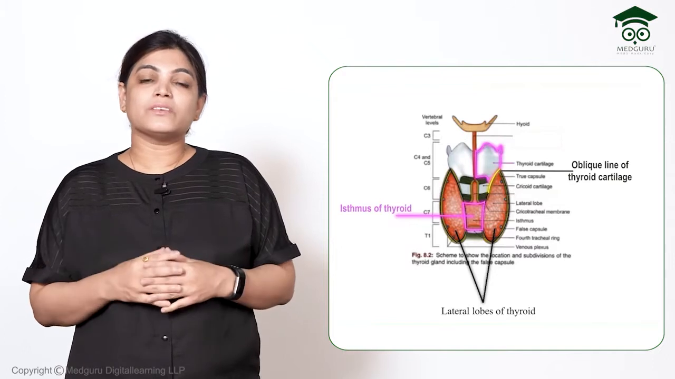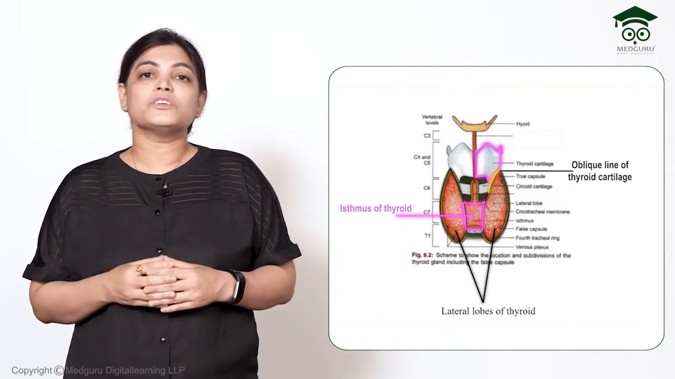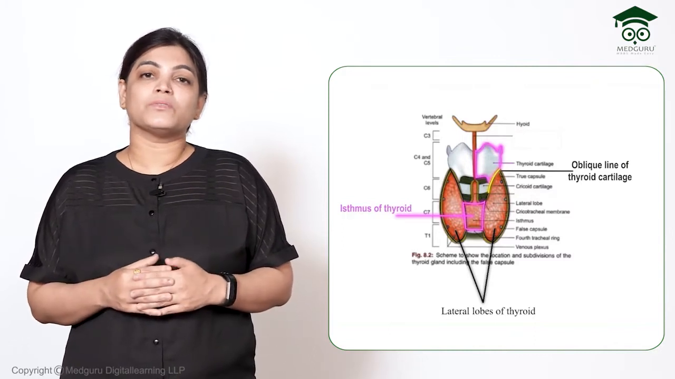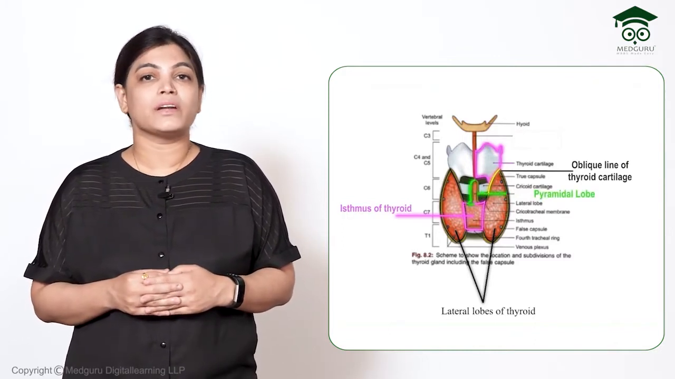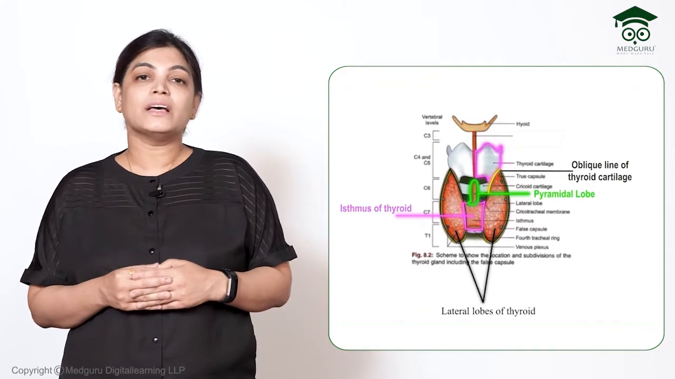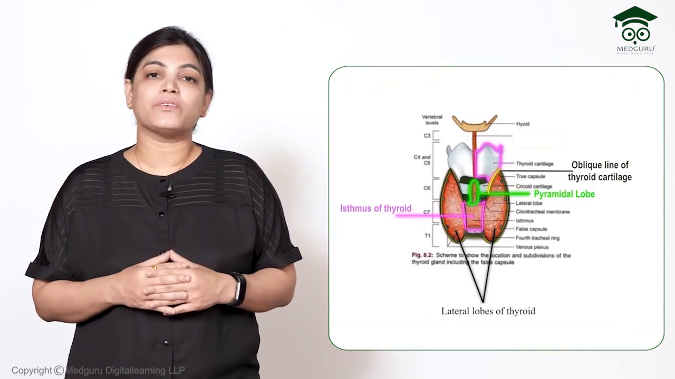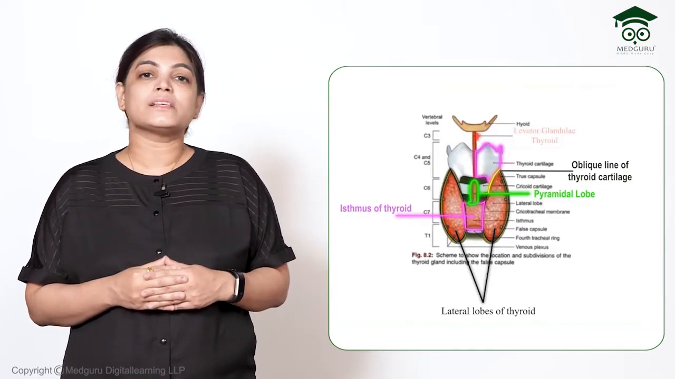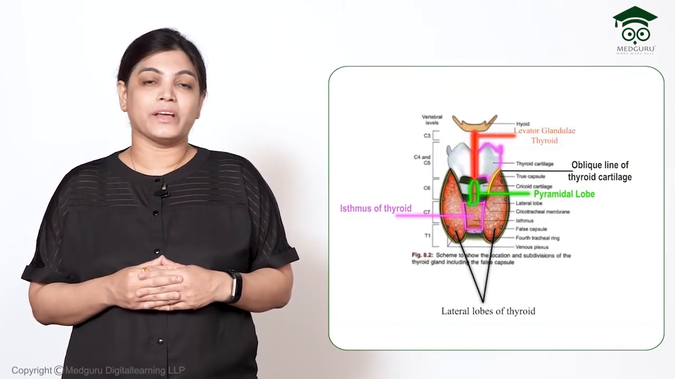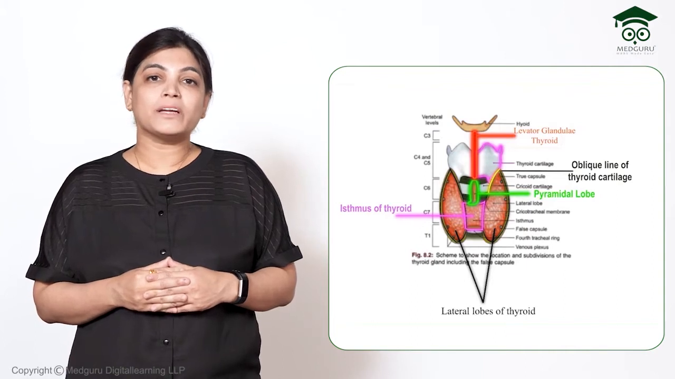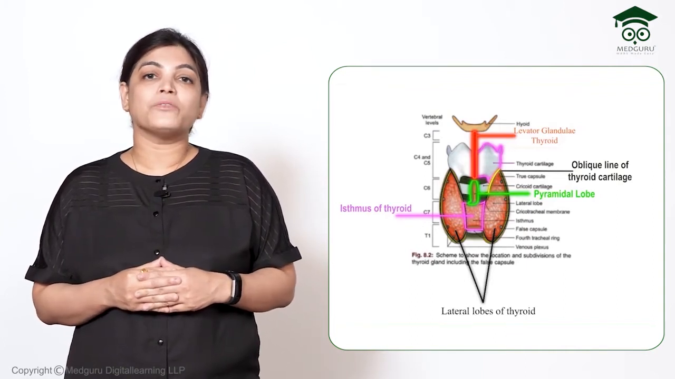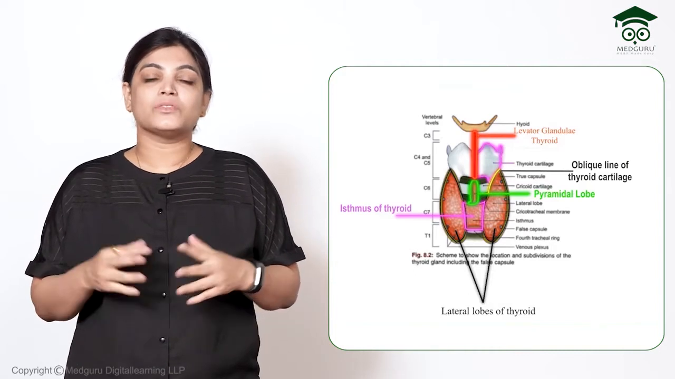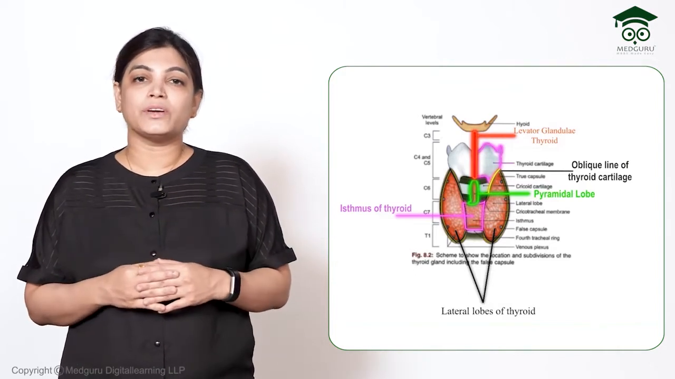In the thyroid gland, a small lobe sprouts out from the connecting part, that is the isthmus, and that lobe is called the pyramidal lobe of the thyroid gland. This pyramidal lobe is connected to the hyoid bone, and that connection is called levator glandulae thyroidae. So this was just an introduction about the thyroid gland.